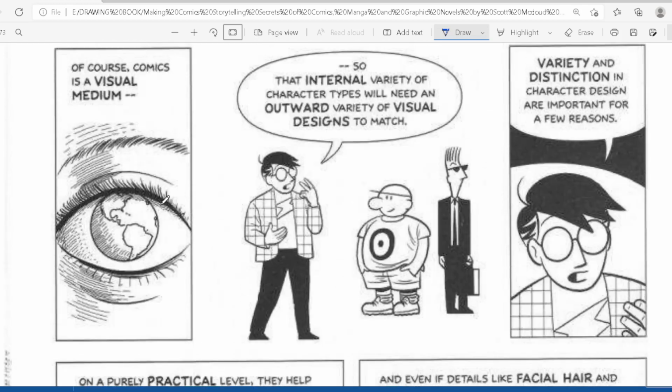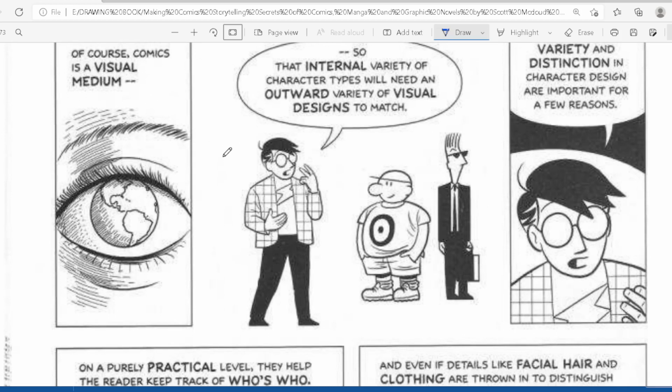Of course, comics is a visual medium, so that internal variety of character types will need an outward variety of visual designs to match. Variety and distinction in character design are important for a few reasons.